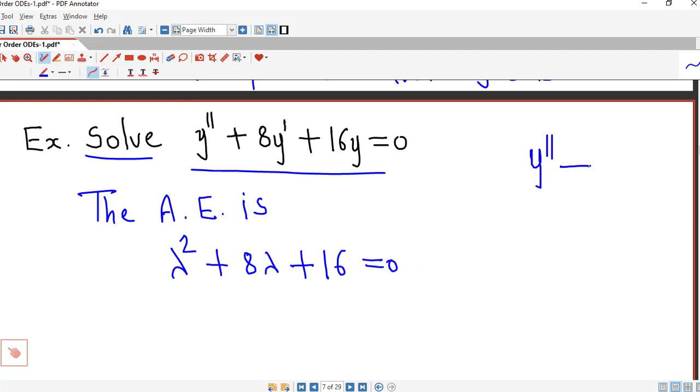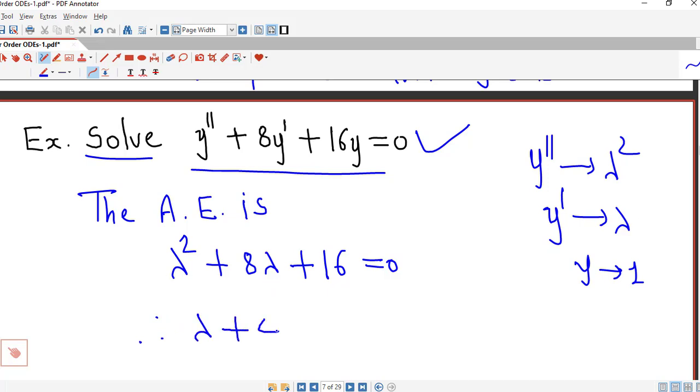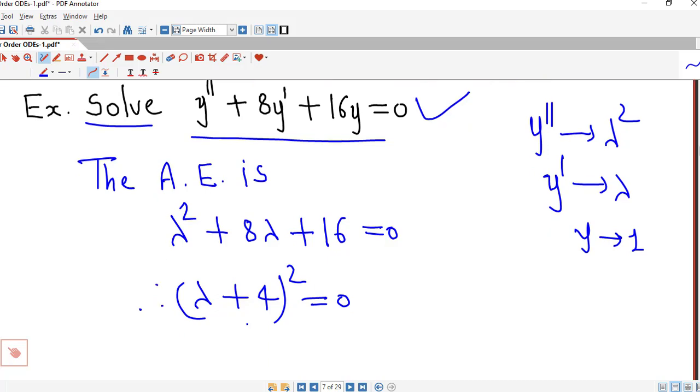Again we have replaced y double dash by lambda square, y dash by lambda and y by 1 in the given equation to write down the auxiliary equation. Now if we observe, this is nothing but the square of lambda plus 4. If you take the square of lambda plus 4, it is lambda square plus 2 into 4 lambda, that is 8 lambda plus 16 equal to 0.